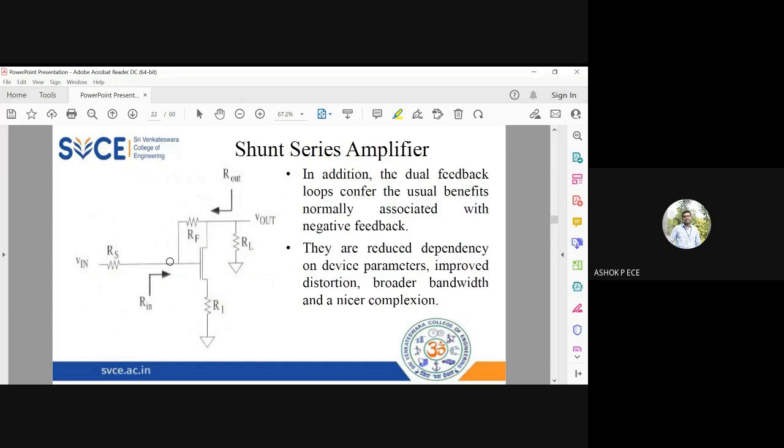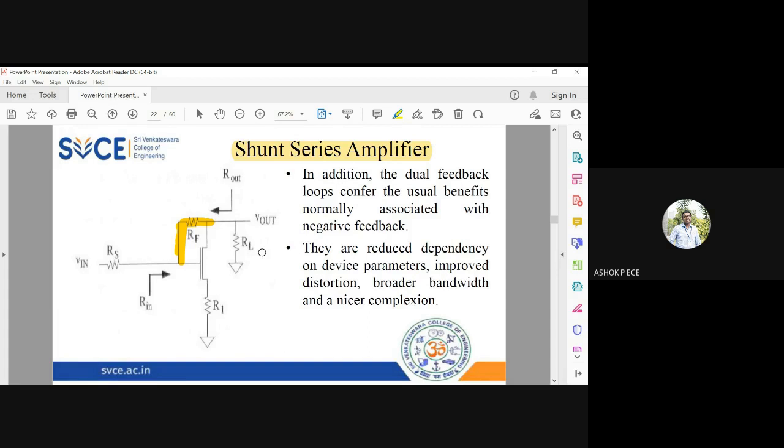The thing is shown here, and you can see there is a feedback between output and input. So this resistance RF is going to act like a feedback resistance between the input and output of my circuit. So that is shown here, and you can relate this to the collector to base bias. In BJTs, you have collector to base bias. You can relate this circuit to that.